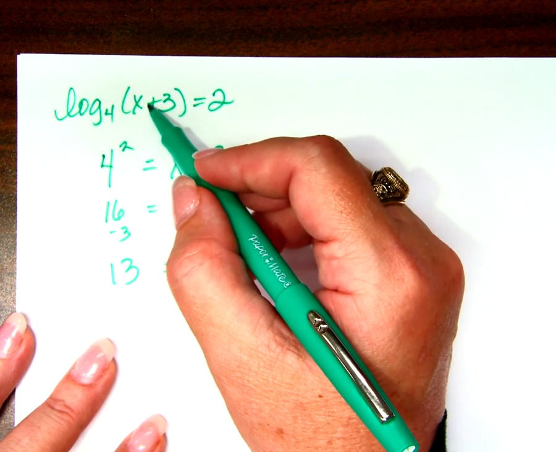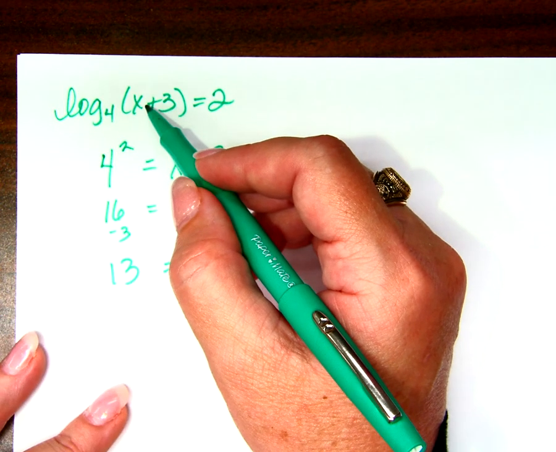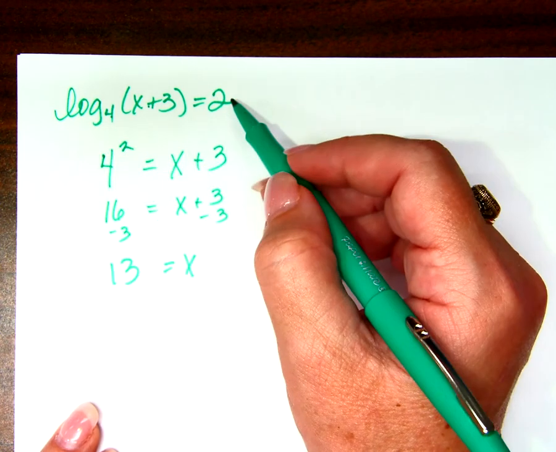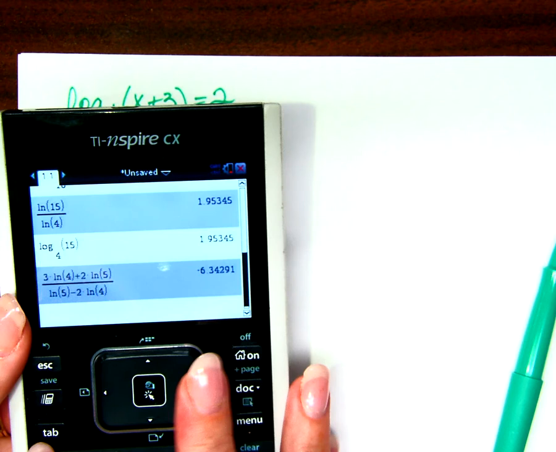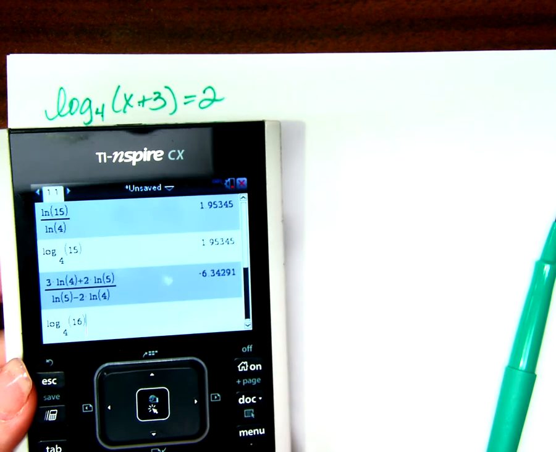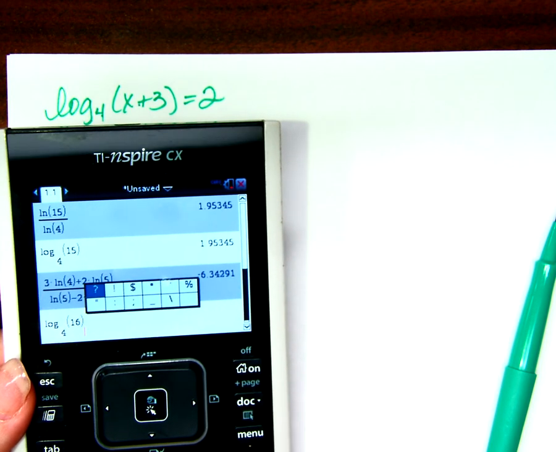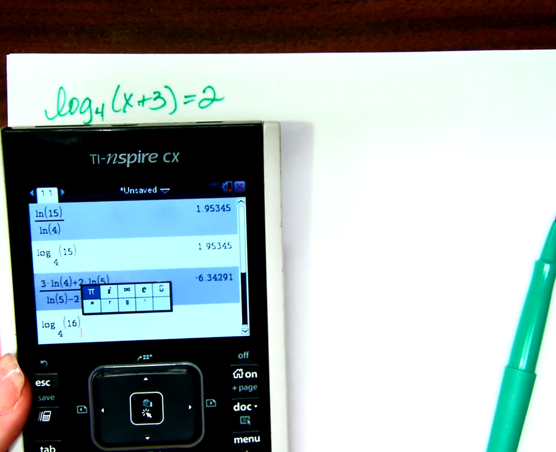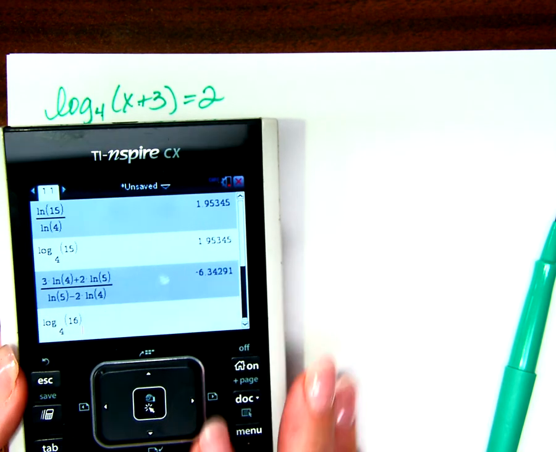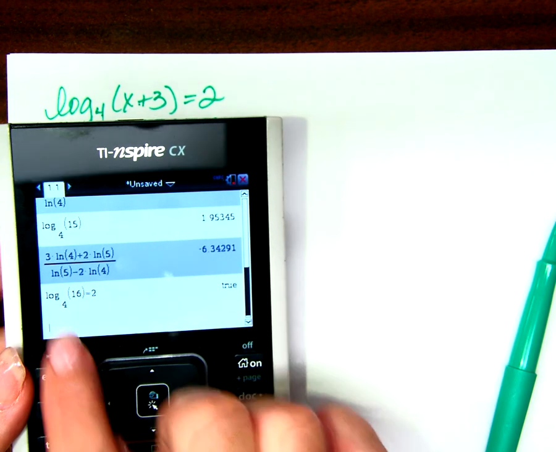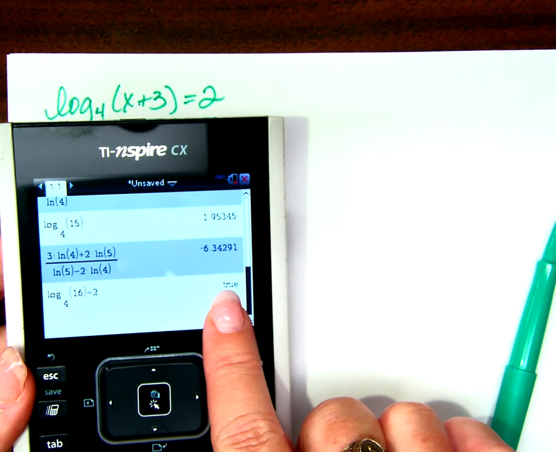13 plus 3 is 16, right? Log base 4 of 16. I could try to do that in my head by saying 4 to what power equals 16? 2. Does 2 equal 2? But if I don't feel confident, can I put that straight in the calculator and see what it says? Remember this, please. Log base 4 of 16 equals 2. And hit enter. And it says true. That means it's right. Okay?